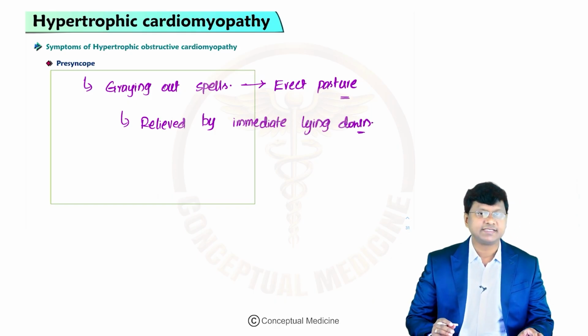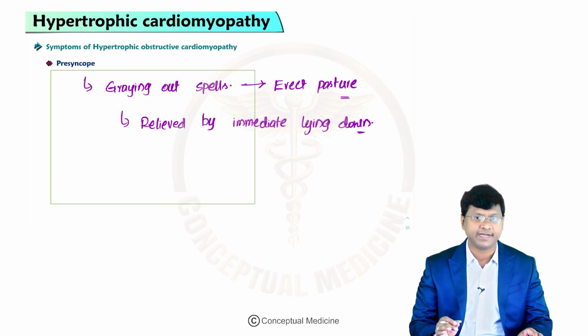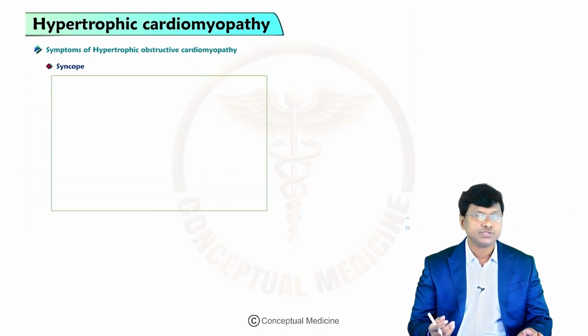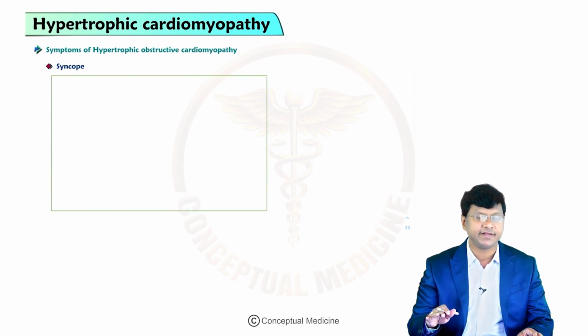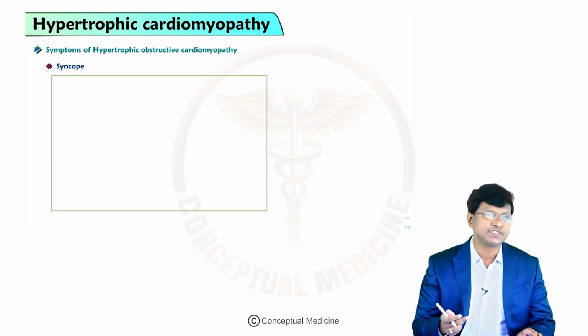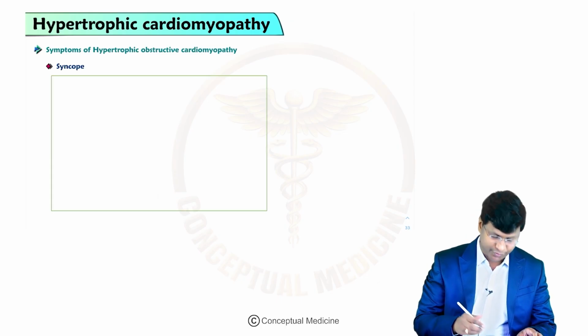So that is about the features of the pre-syncopal attack, the graying out spells. Then followed by that, the syncopal attack. Graying out spells will be there only in erect posture, and they get reduced whenever the individual lies down in supine position. But coming to the syncopal attack, the syncope occurs from inadequate cardiac output.